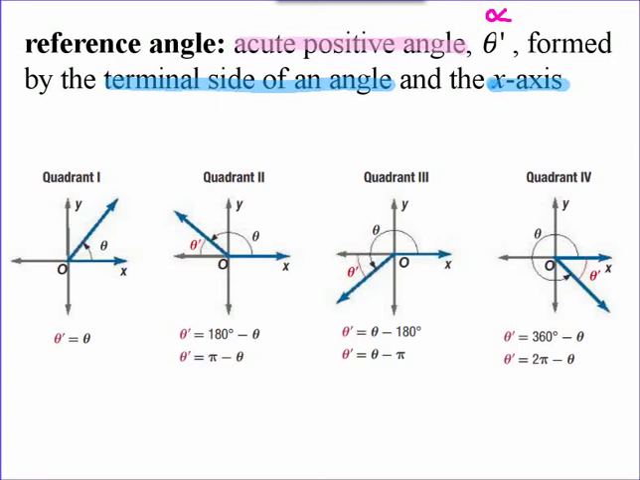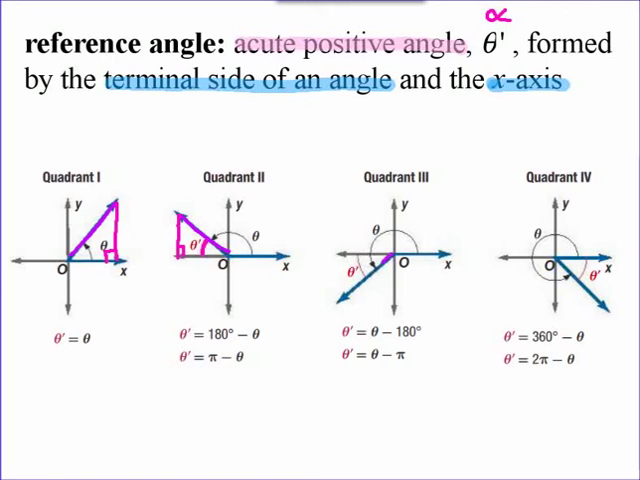In this first diagram, I have theta here. Here's the terminal side of the angle. How we form alpha is we take our terminal side of the angle and we draw it down to the x-axis, and that creates 90 degrees. Okay. Quadrant 2, here is the terminal side of the angle. I'm going to take that terminal side of the angle, I'm going to draw it down to the x-axis, and then this is theta. Now notice there, theta is still an acute angle.